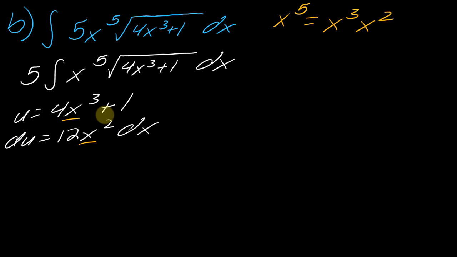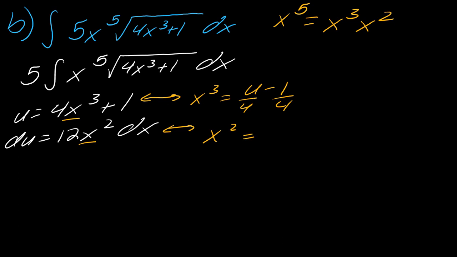So I'm going to do something a little unorthodox here just to make sense of this. But first, in this first part, I want to solve for x cubed. So if I solve for x cubed, I subtract the 1, and then I divide everything by 4. So this is going to be my x to the 3rd. Now, the x squared here, this is going to look a little strange, but this will help us accomplish what we need to accomplish. So if I solve for my x squared here, this would be du over 12 dx.